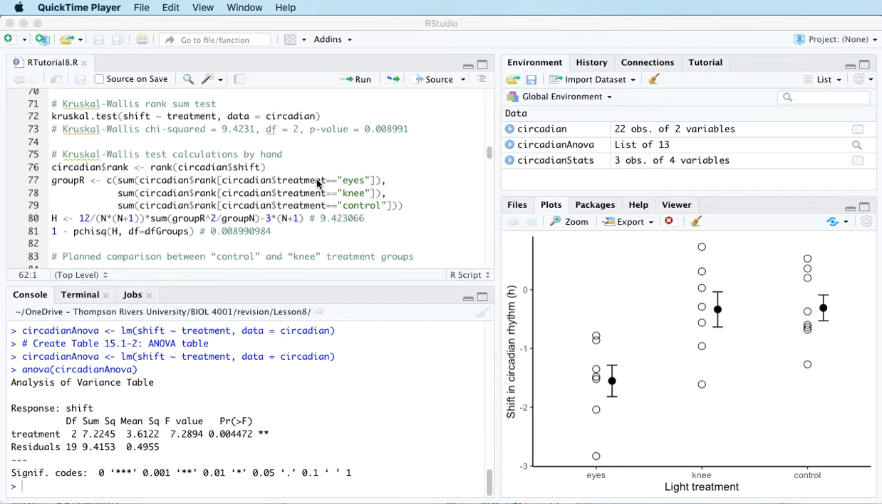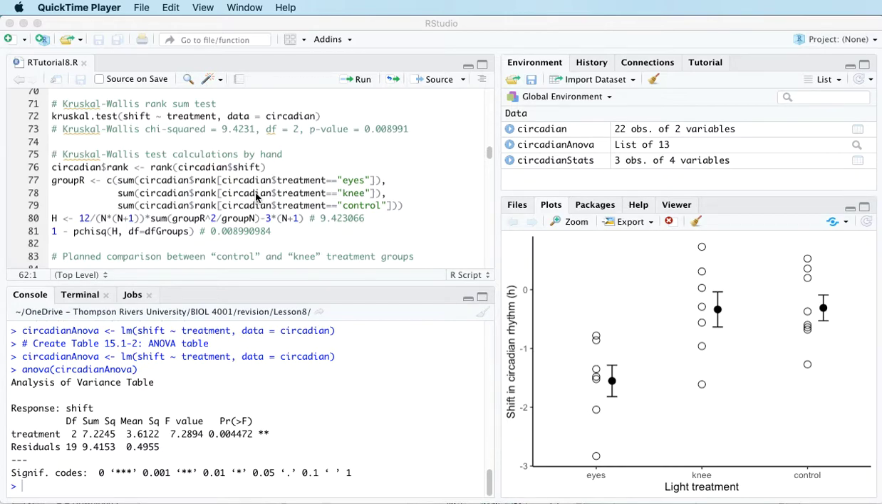So it's a hypothesis test. Again, we've got our four steps. First step is to state the null and the alternative hypotheses. In this case, rather than saying that the means are the same, for the Kruskal-Wallis test, the null hypothesis is that the medians in the three groups are the same. And then the alternative is that at least one median is different from the others.